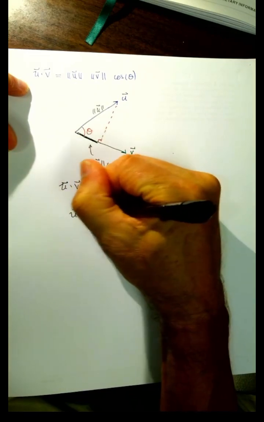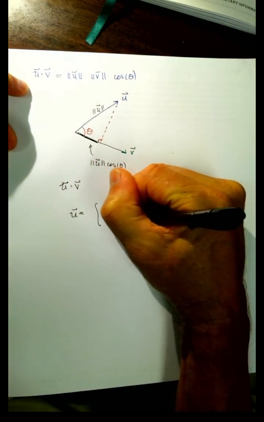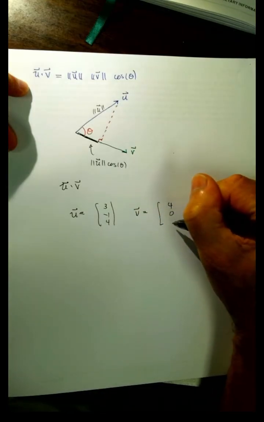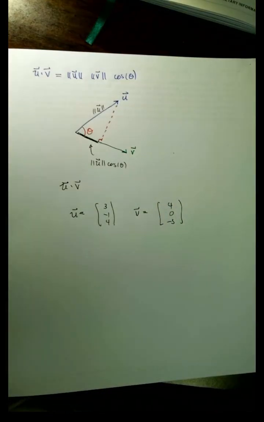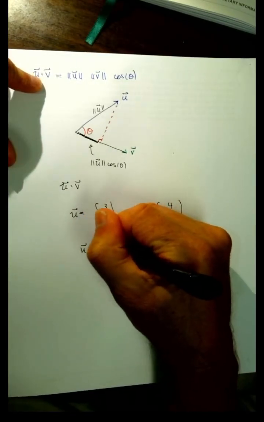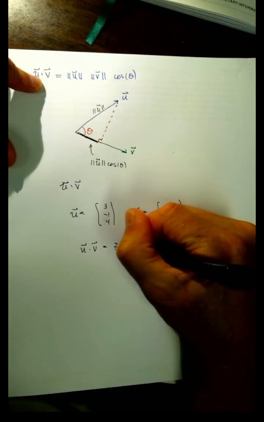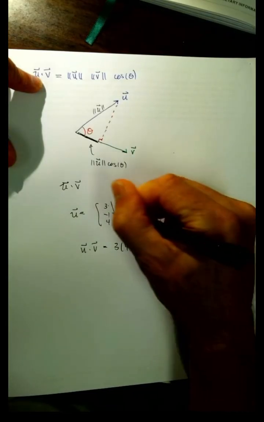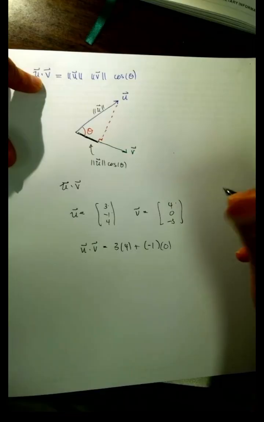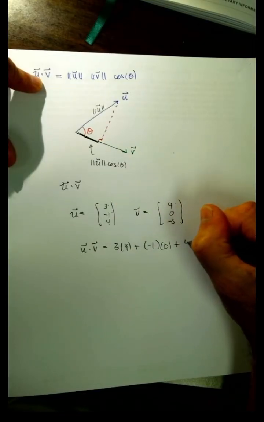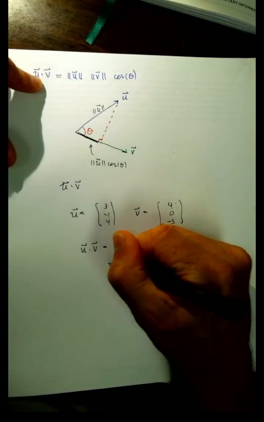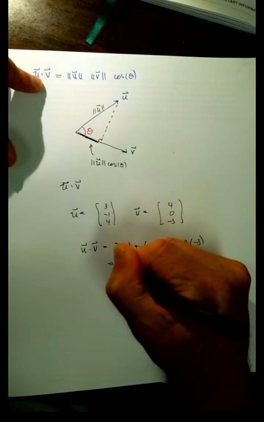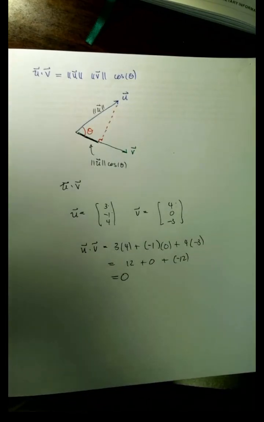So for example, if I tell you u is 3, minus 1, 4, and v is 4, 0, minus 3, then u dot v is going to be 3 times 4, so that entry times entry, plus minus 1 times 0, so the two middle entries multiplied, plus 4 times minus 3. That's going to give me 12 plus 0 plus a negative 12. That is 0. Now what does that mean?